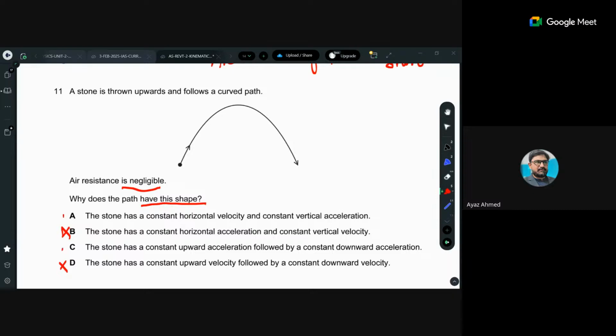The stone has a constant horizontal velocity and constant vertical acceleration. That is the reason, because while it is moving upward, its acceleration is 9.81, and while it is moving downward, its acceleration is again 9.81. So with respect to time, the acceleration is constant. That is why option A can be the right option.